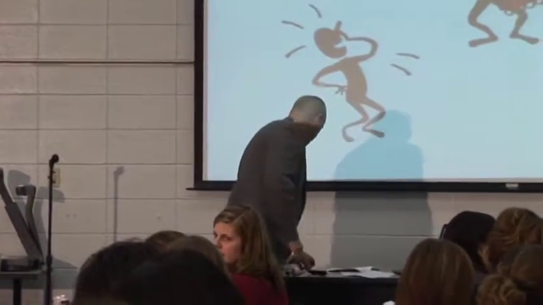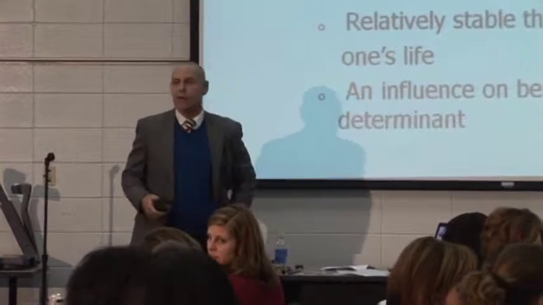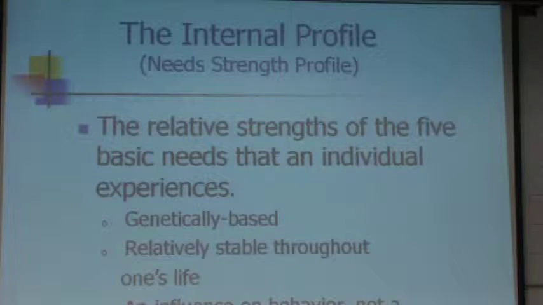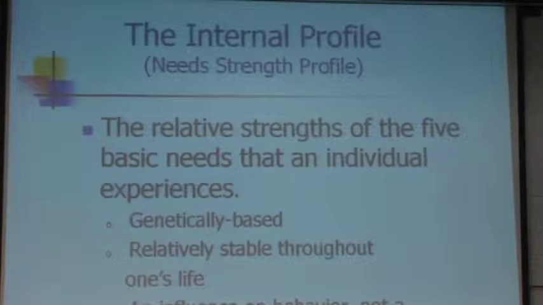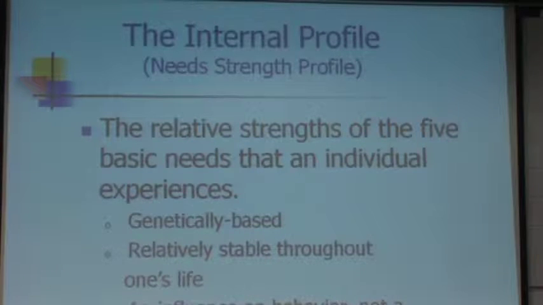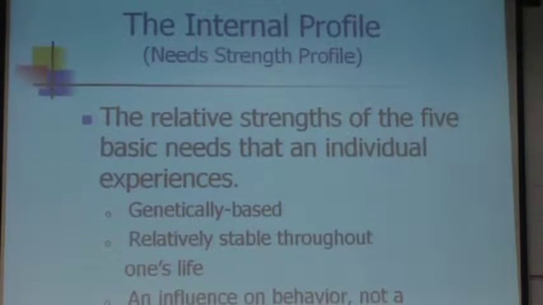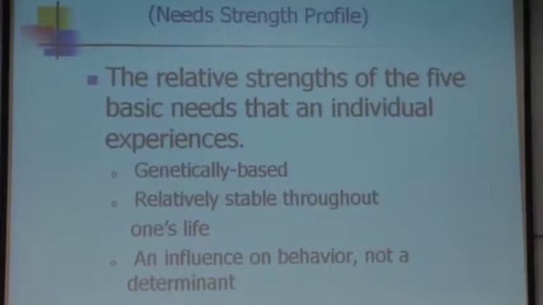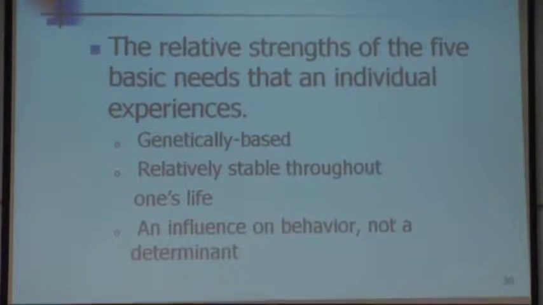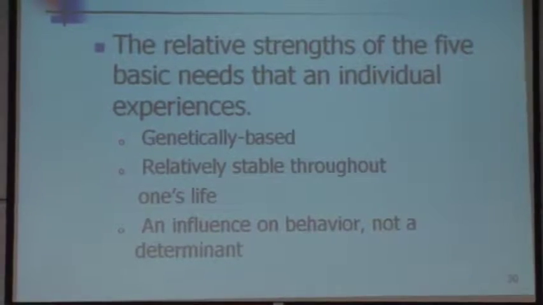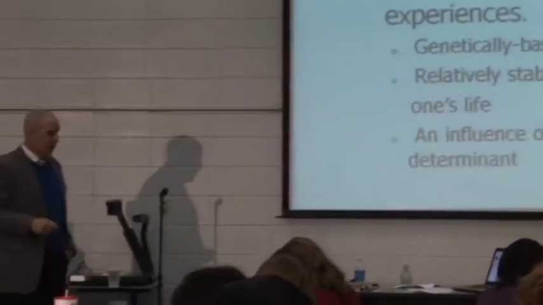But here we go. So the definition of the internal profile is the relative strengths of the 5 basic needs that an individual experiences. It's genetically based. Again, this is all nature-nurture, so there's going to be environmental influences, but they tend to be genetically based. I got my high love and belonging need from my mom. I got my high power need from my dad, and I can just point to relatives who I seem to have other needs based on. Your needs profile, you're born with it.